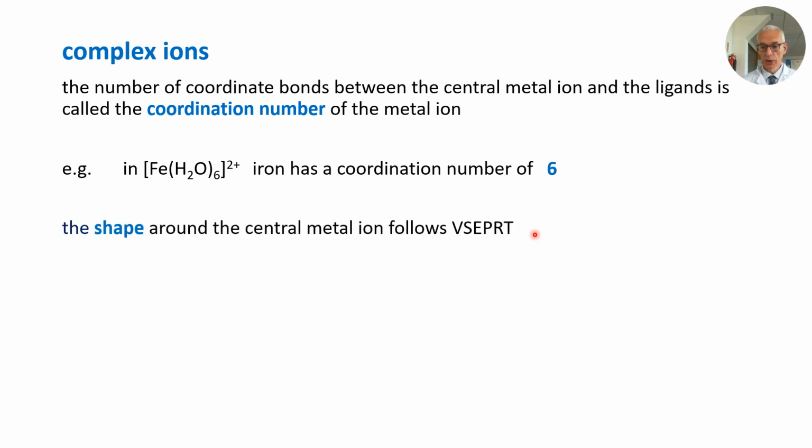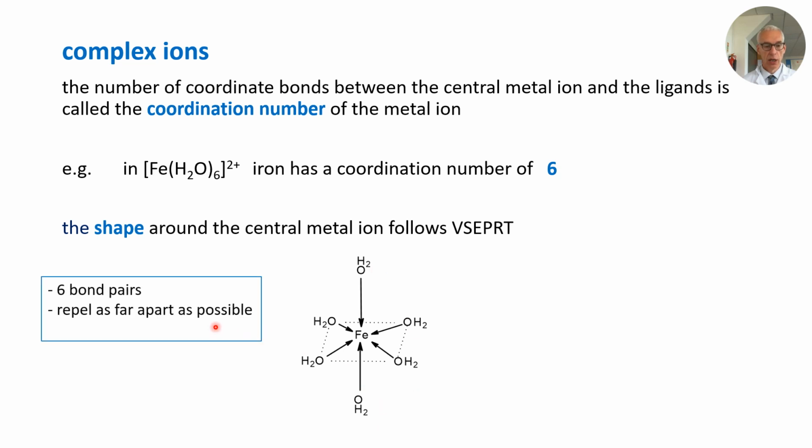We can also determine the shape around the central metal ion using valence shell electron pair repulsion theory, shapes of molecule theory. Now, if you need to review that, please refer to an earlier lesson. The shape we would predict from that is octahedral. So we have a square planar arrangement for 4 of the water molecules, 1 above and 1 below. We determine that because there are 6 bond pairs, 1, 2, 3, 4, 5, 6, which get as far apart as possible.